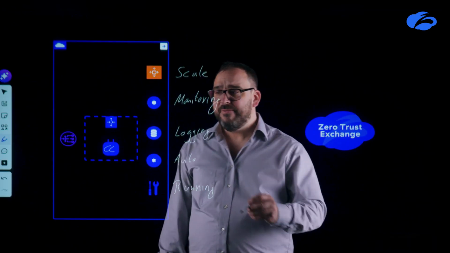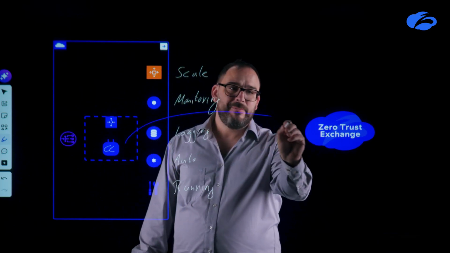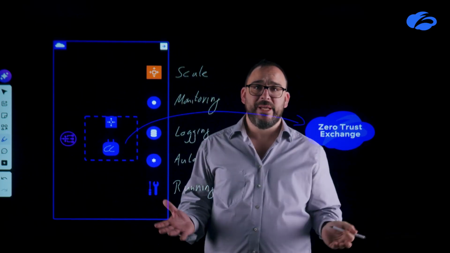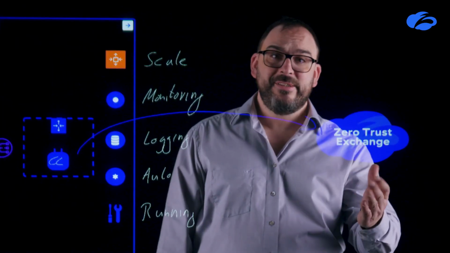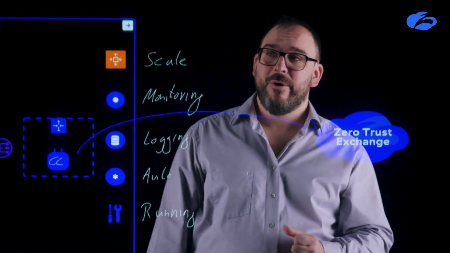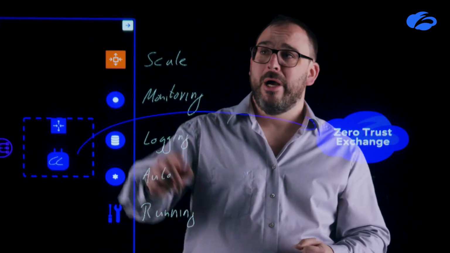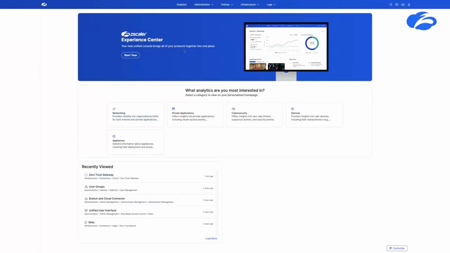With all these achieved, the Cloud Connector will automatically connect to the closest and best Zero Trust Exchange near to your infrastructure. How easy this really is, we have recorded a quick video for you showing you how to deploy the Zero Trust Gateway in your region of choice.